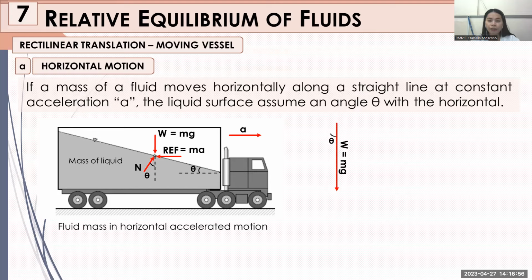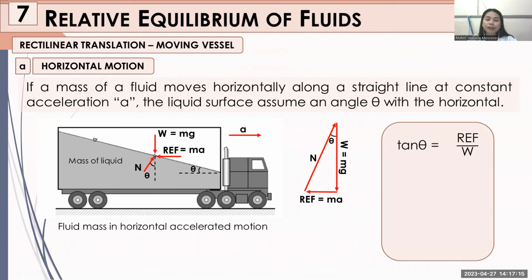Okay? Downward force, that is your weight. Your horizontal force, that is your reverse effective force. And your inclined force is your normal force. So, kung hahanapin natin yung value ng angle theta ninyo, you can use SOHCAHTOA kasi right triangle naman to.